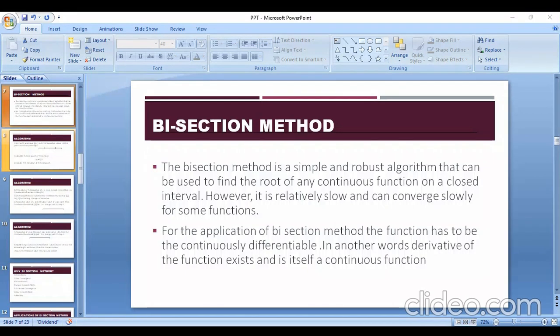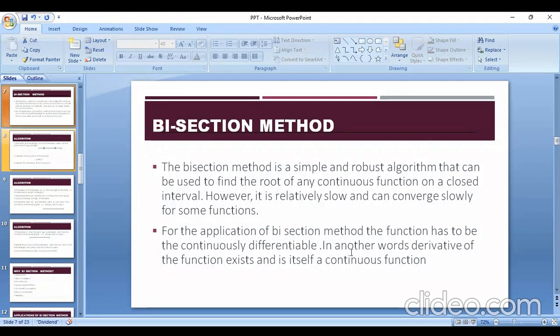Bisection method is a simple and robust algorithm. It has two main applications. One among them is to find the root of a continuous function, and another is to find the local minima or local maxima of a unimodal function. The main drawback of the bisection method is it has very slow convergence when compared to other methods like Fibonacci or golden section search.